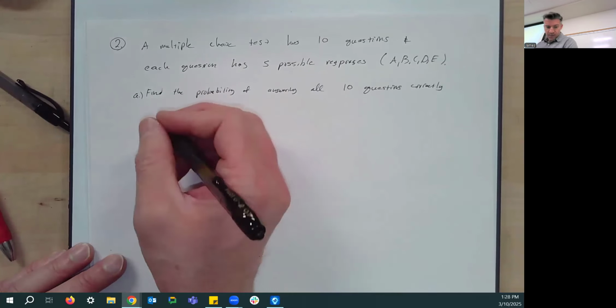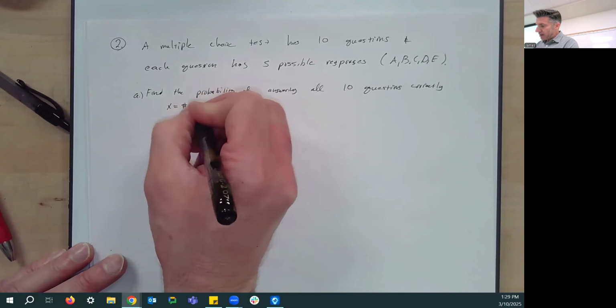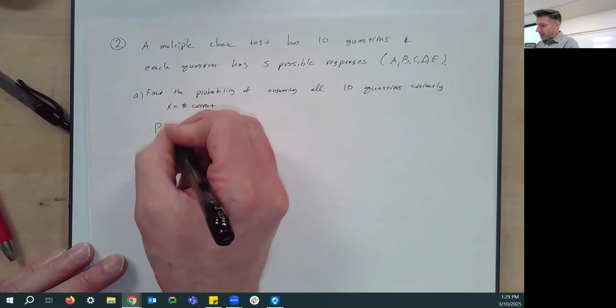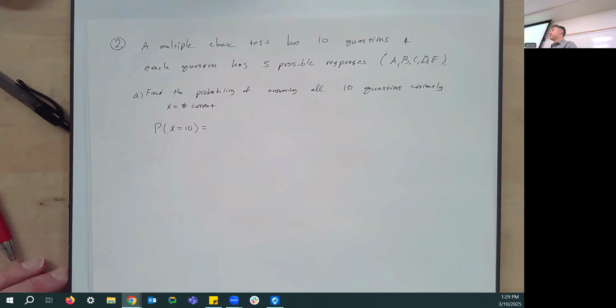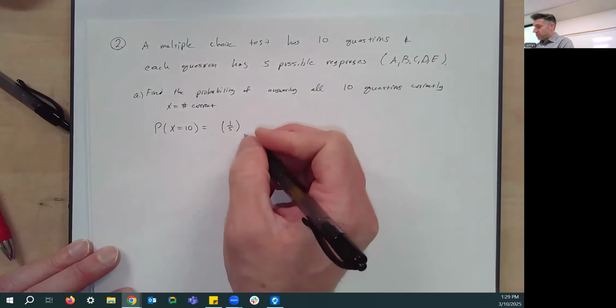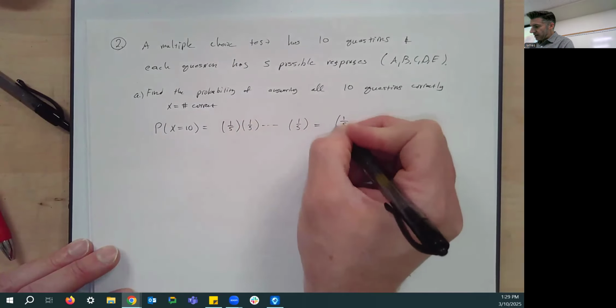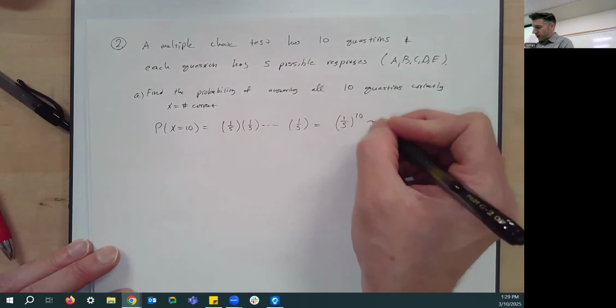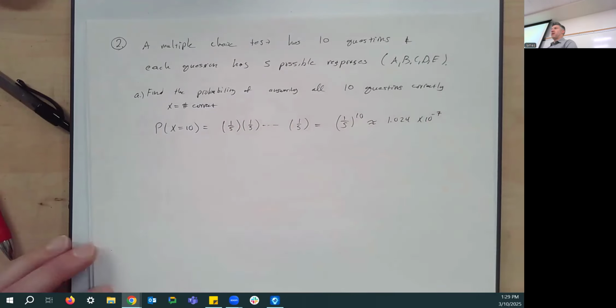So here, I'm going to say X is the number correct. The probability of getting X equal to 10. Well, what's the probability of getting the first one right? 1 out of 5. How about the second one? 1 out of 5. All of them are going to be 1 out of 5. That's going to be 1 out of 5 to the 10th power, which is very small. It's approximately 1.024 times 10 to the negative 7th. So I think it's about 1 in 10 million. It's really, really unlikely that you're going to guess all of them right.